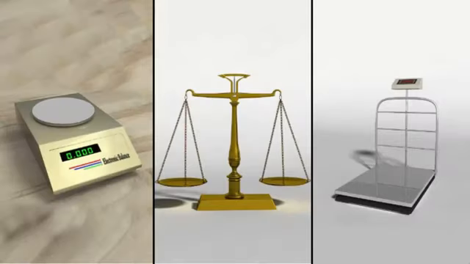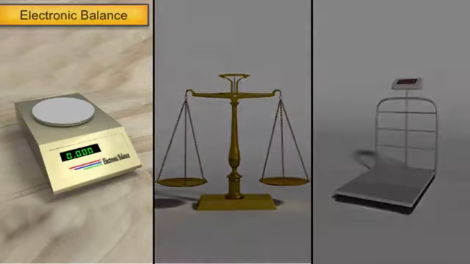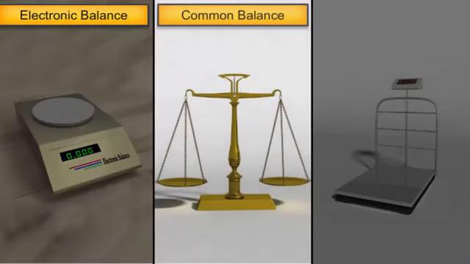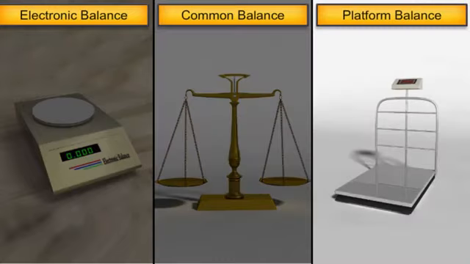Different types of balances are used to measure masses of objects of varying magnitudes. They range from electronic balances used in gold shops, common balances used in grocery shops, and platform balances used to weigh heavy articles such as reams of construction rods.